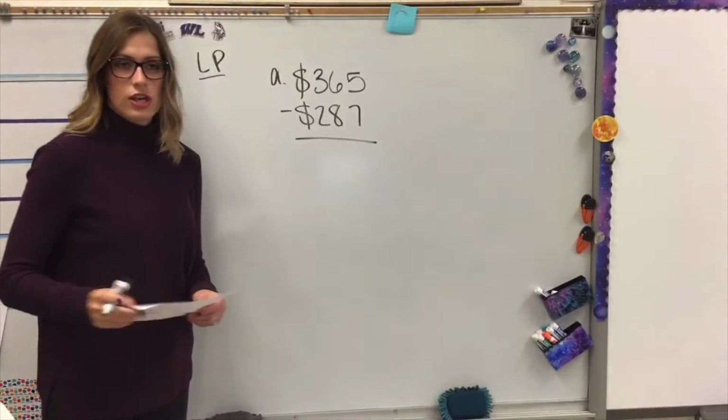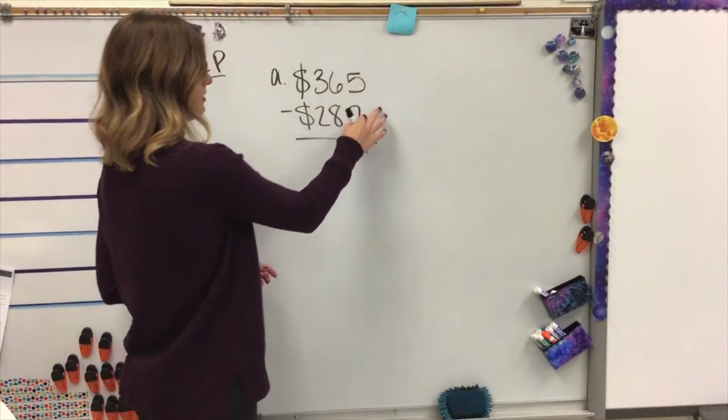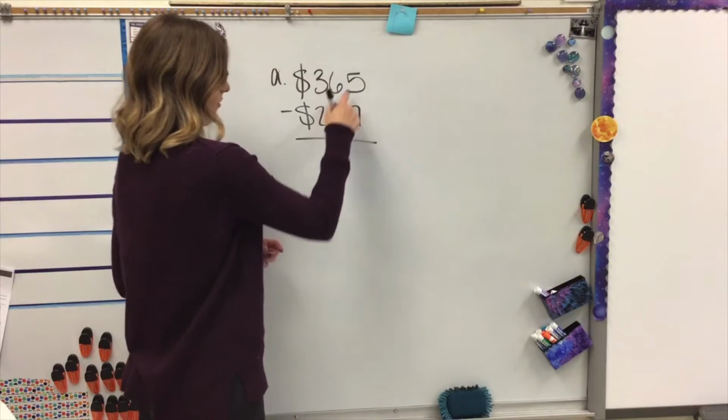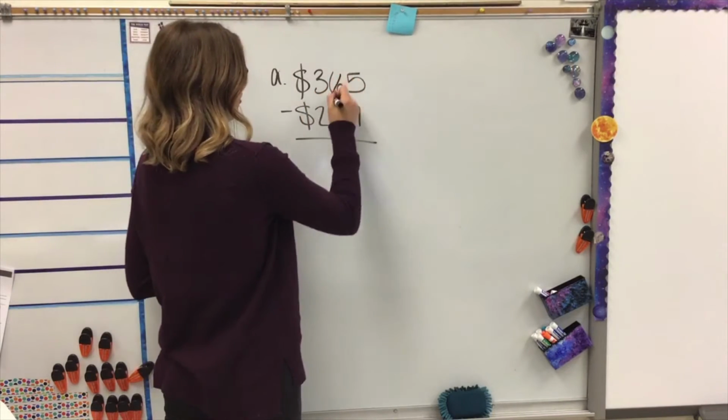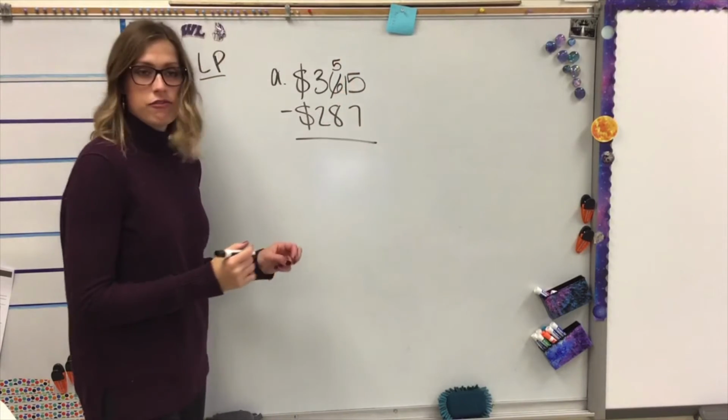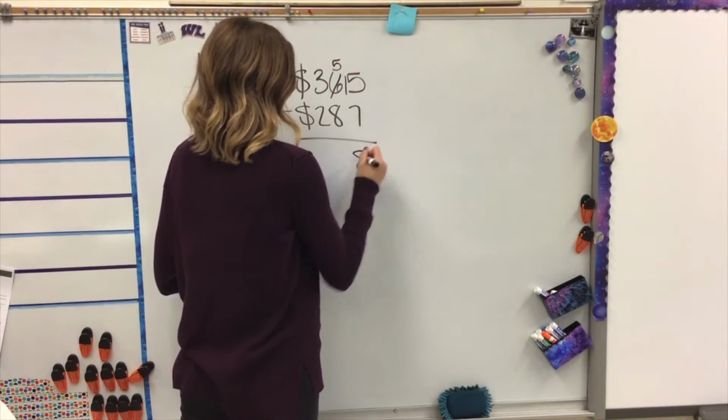All right, now let's check what you did together. 5 minus 7. Can you do 5 minus 7? No, because 5 is smaller than 7. 5 minus 7, can't do that. Cross out the 6, make it a 5. Change the 5 into 15. 15 minus 7 is 8.